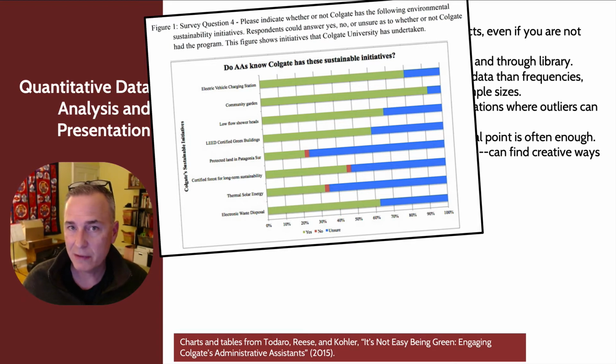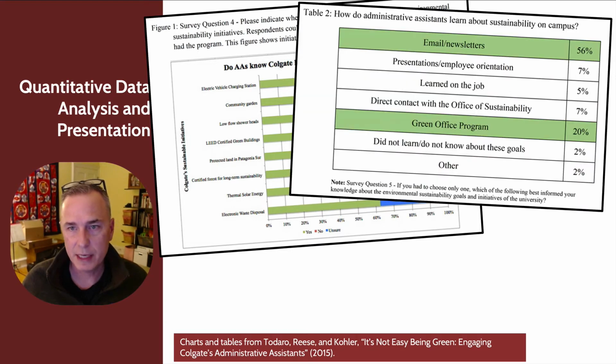And so I'm not saying that everyone should copy this exact format, but again, it's a good way of showing relatively straightforward percentages about the data that they found. Here's another example where they're asking about how administrative assistants learn about sustainability on campus.